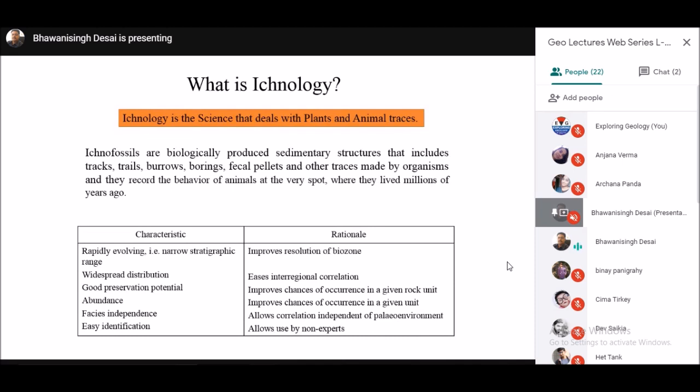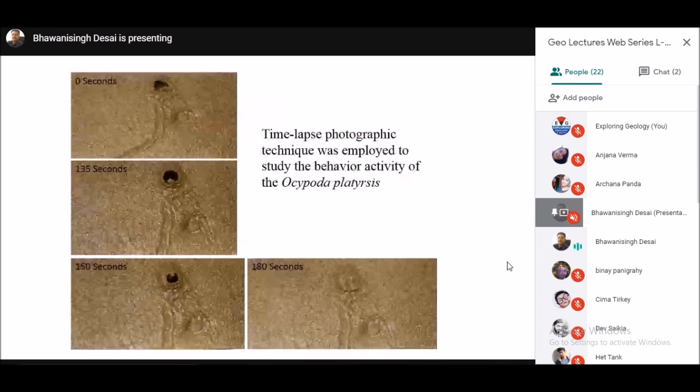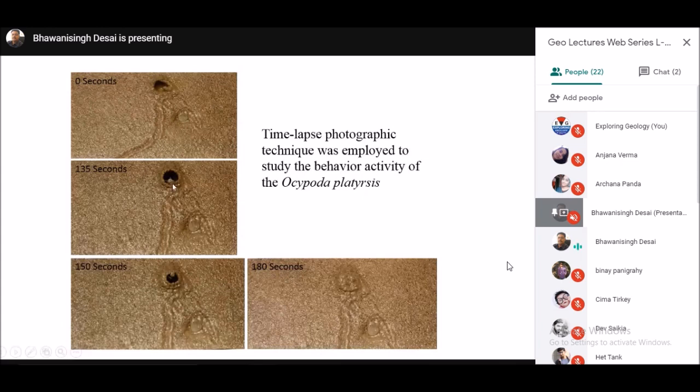I'll give you a very small example. Let us look at this photograph. It is very difficult to see a very tiny crab here, known as Ocypode platytarsis. It is better seen here, a very small crab. But see, in just 180 seconds, it is able to modify so much sand. If you take the size of this crab and the size of the sediment that it is disturbing, it is able to disturb more than its size.